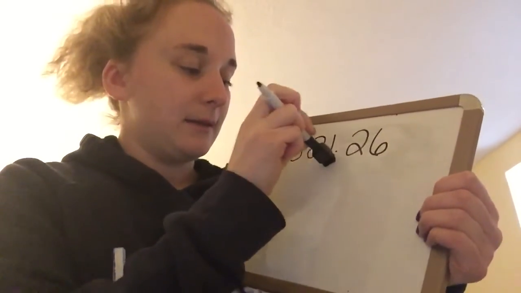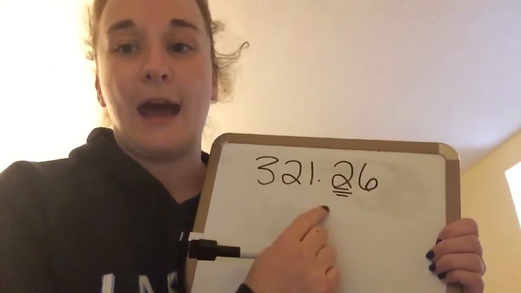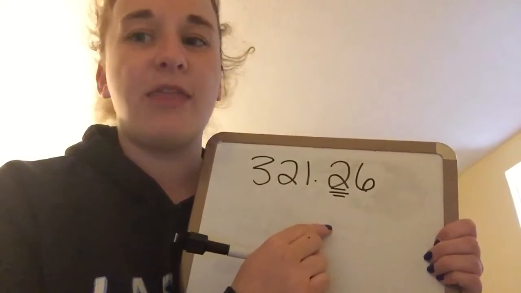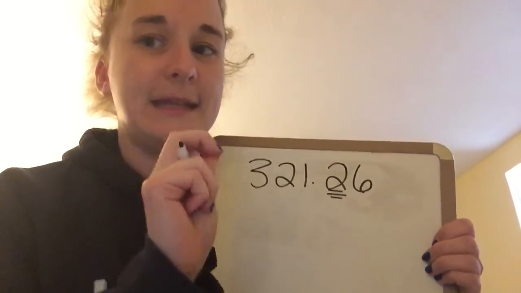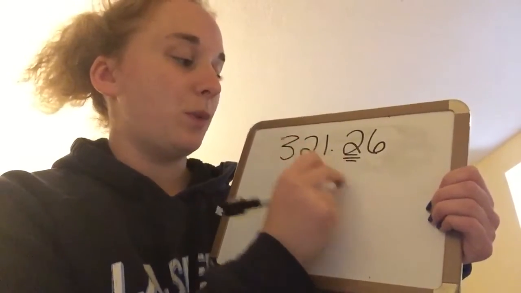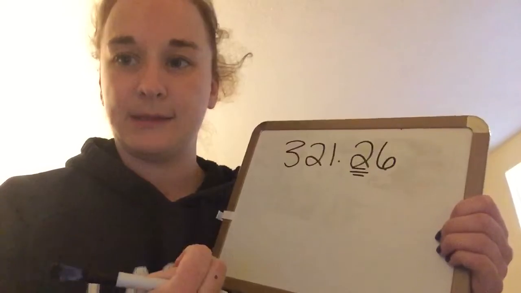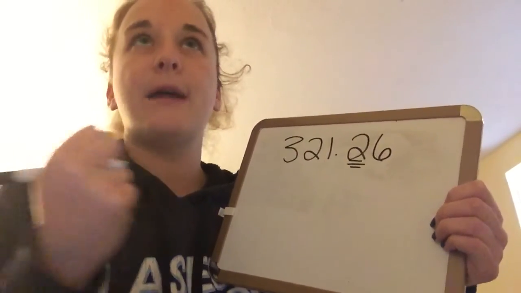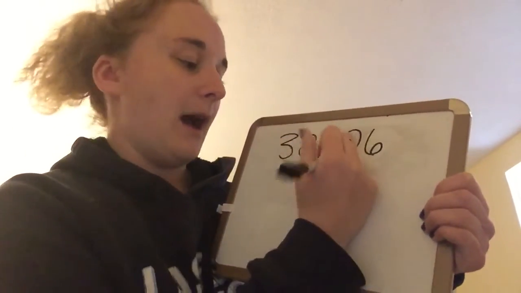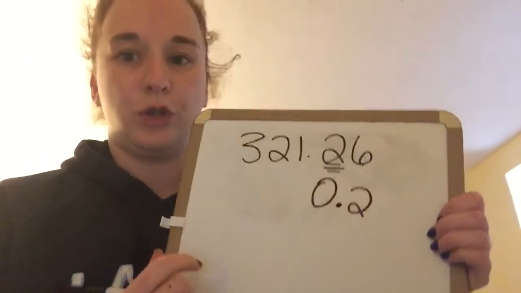Next, I am going to look at my 2. That is 1 spot after the decimal, which is the tenths place. Notice I added the TH, very, very important. So I have my 2, it's 1 spot after the decimal. So now I have to think 2 tenths, okay? How would I write 2 tenths? I would write it like this. I'd write a 0, the decimal, and then the 2.